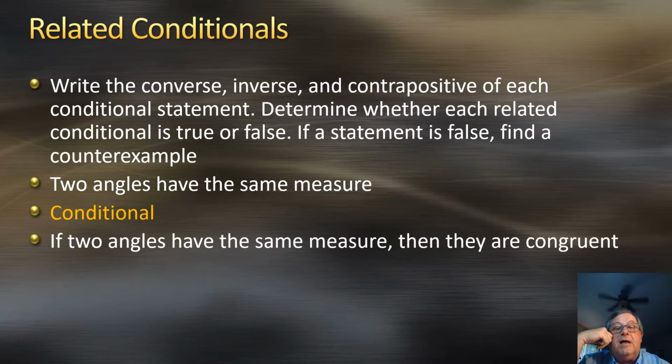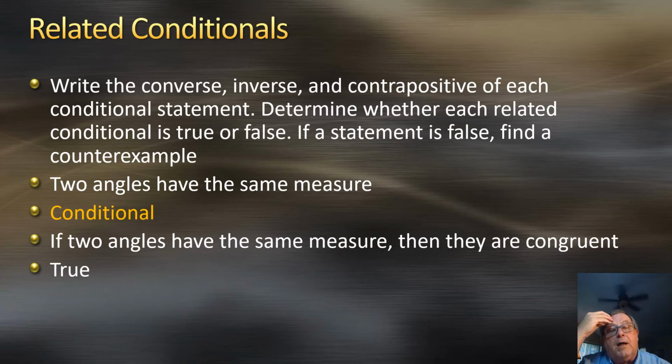So we could then say, if two angles have the same measure, then they are congruent. Well, I don't have any reason to dispute whether the two angles have the same measure, but certainly if they have the same measure, then they're going to be congruent. So I'm going to say that the conditional is true.